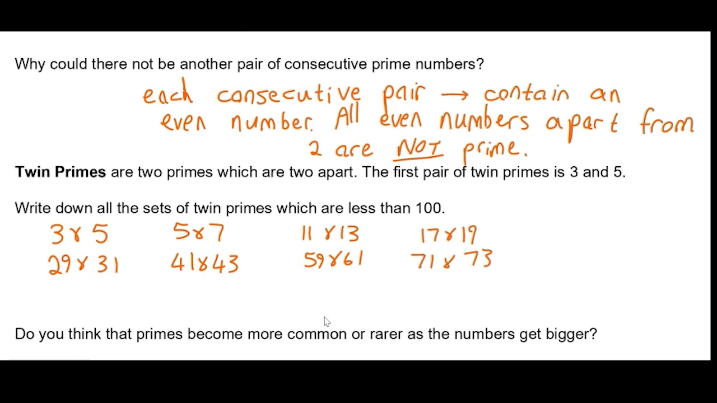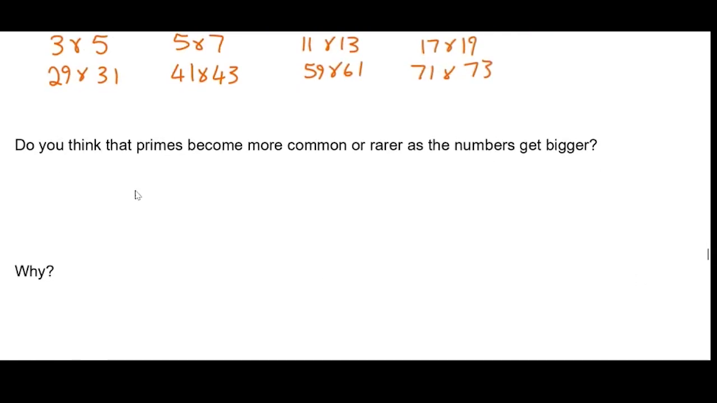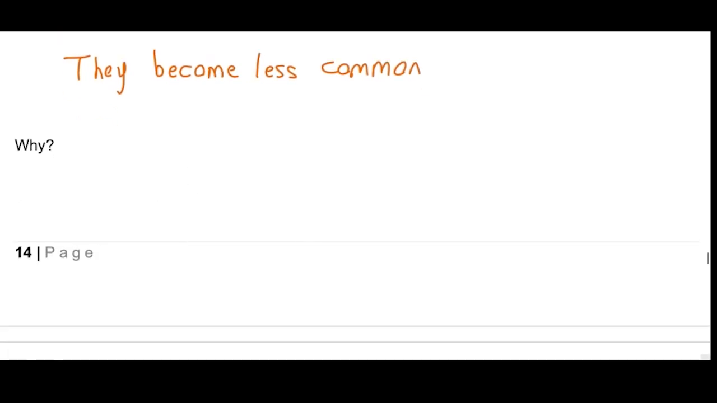Right. Do you think that primes become more common or rarer as the numbers get bigger? Well, I can tell you that they actually become rarer, less and less common. All right, rarer, less common, less frequent. So we get fewer and fewer as the numbers get bigger. And the reason why is as the numbers get bigger, there are more and more possible factors, more and more numbers that could go into them and make them non-prime.